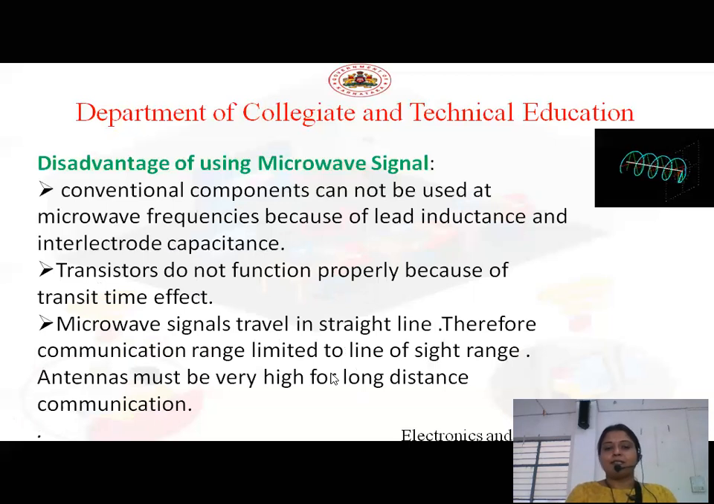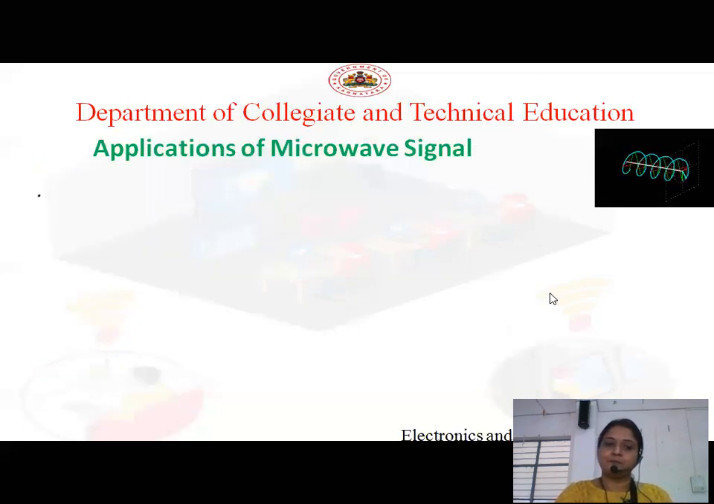The microwave signals travel in a straight line. Therefore, communication range is limited to the line of sight range. Line of sight range means what? The line joining the observer's eyes and the particular destination point, that is the line of sight distance. Therefore, microwave transmission depends on the line of sight. If the particular receiver is out of the line of sight, the signals cannot reach the receiver. Therefore, the antenna must be very high for long distance communication to cover that particular range.